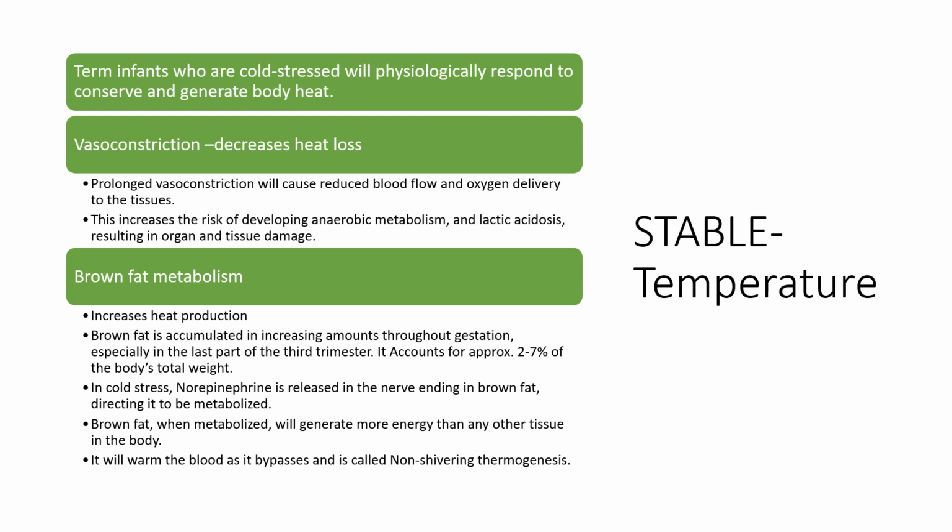In cold stress, norepinephrine is released. So when the baby's exposed to cold, it's released into the nerve endings in brown fat, causing it to be metabolized directly. Brown fat is very, very energetic. It will warm the blood as it goes by, and it is one of the most effective ways for an infant to warm up. They don't have an ability to shiver, so this is how they warm up.